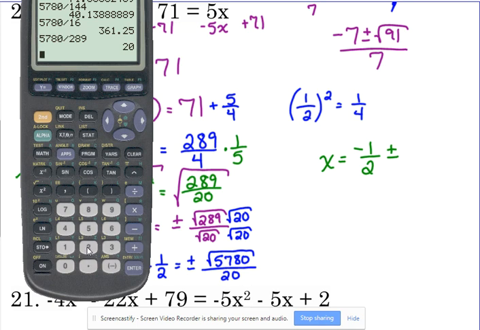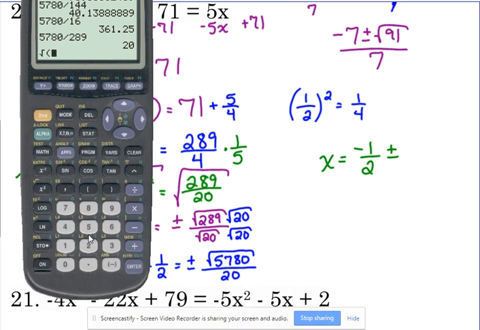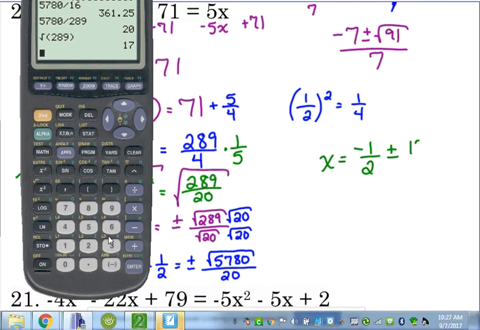So, okay, well let's just go with the intermediate step of 289. Okay, 289 is what? 17 squared? Okay, so we'll go with the intermediate step here so I can illustrate something to you guys. All right, so the square root of 289 is 17, and 20 stays under the square root.